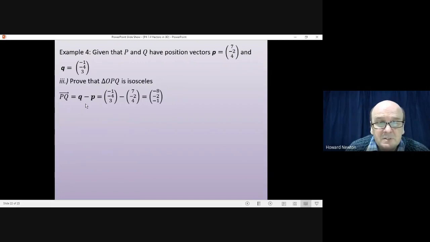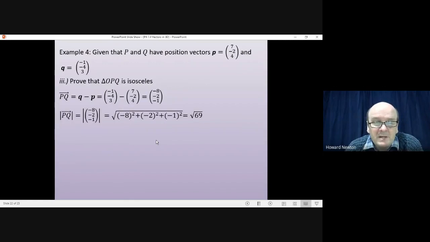The vector PQ is Q minus P, which is (-1, -4, 3) take away (7, -2, 4), which gives us (-8, -2, -1). We then need to find the magnitude of that, how long it is. Using Pythagoras, that gives us the square root of 69.